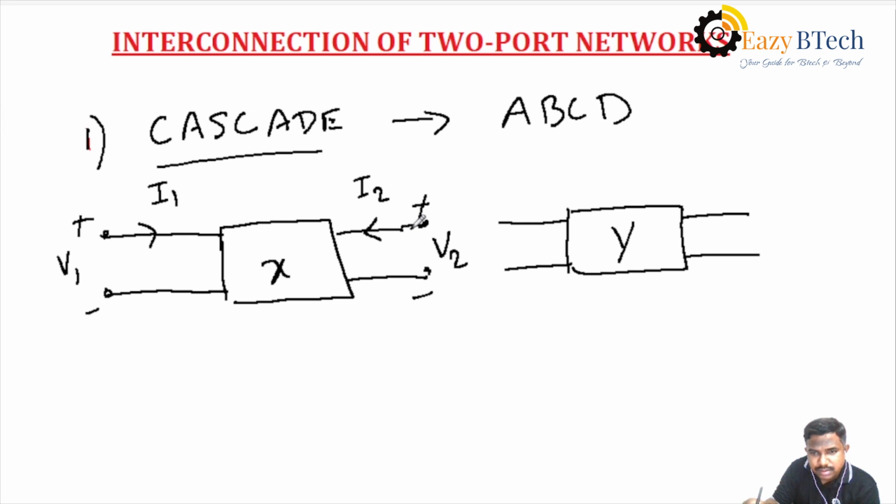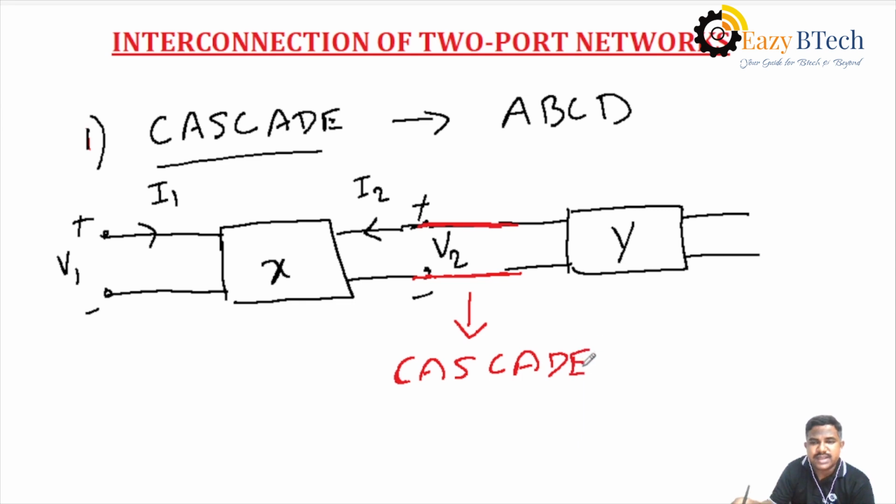The second port of the first network is joined with the first port of the second network, and the minus terminals are also joined. Then the complete second port is joined with the first port of the second network. This connection is called the cascade connection. That is, the two networks are joined side by side, interlinking each other.